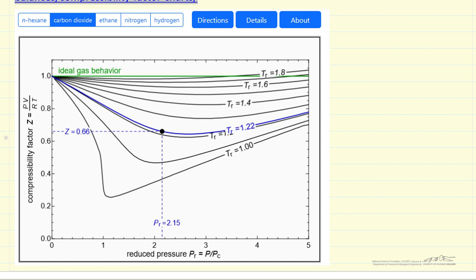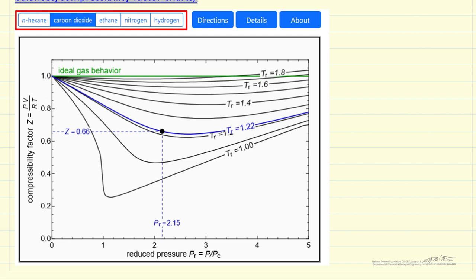And what we are using in this simulation are 5 molecules because the compressibility value for the equation of state we're using depends on 3 parameters: the critical pressure, the critical temperature, and the eccentric factor. And the eccentric factor is different for these 5 molecules, so the plots are different.